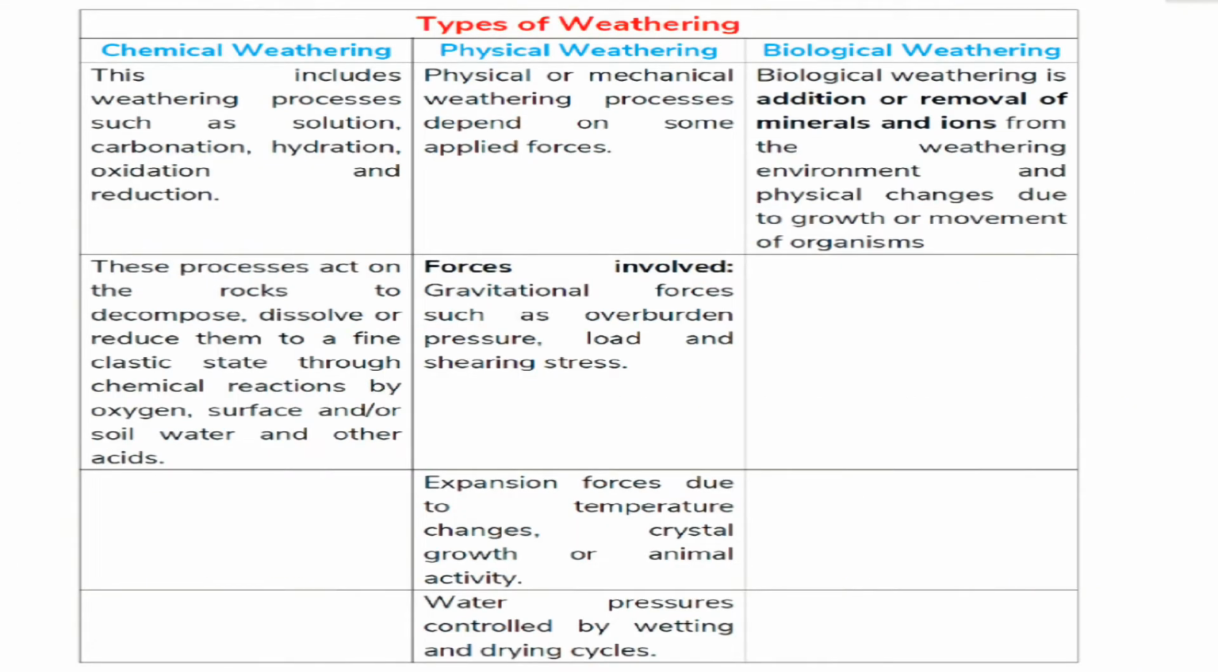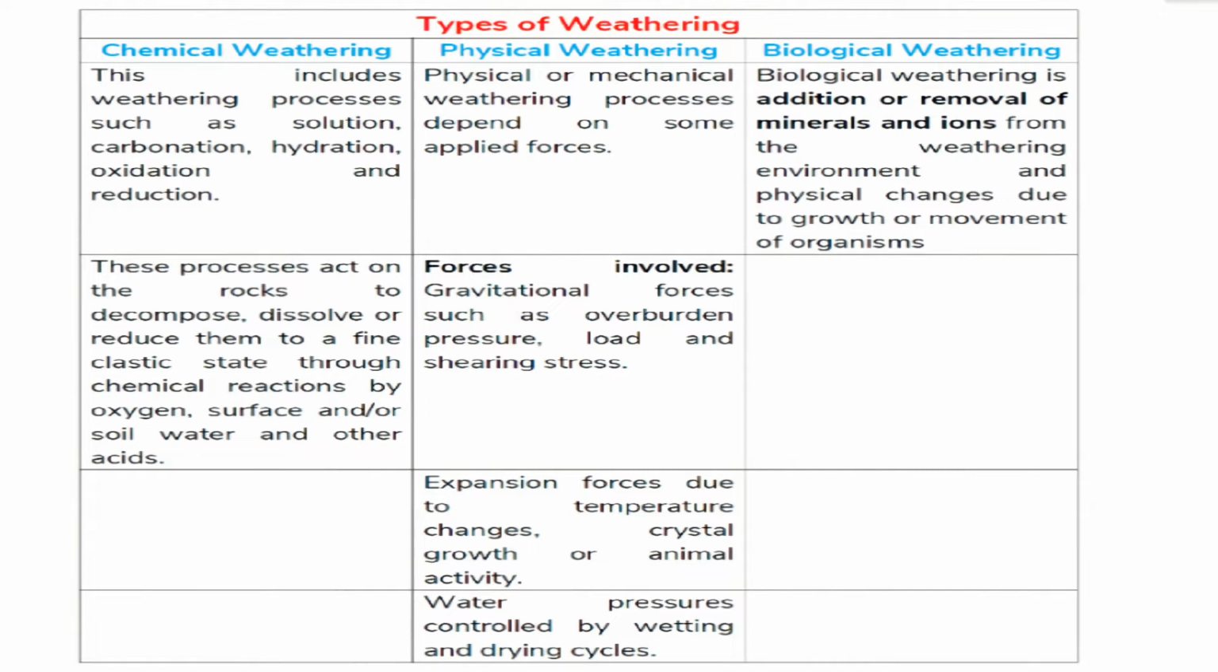Types of weathering. Chemical weathering. This includes weathering processes such as solution, carbonation, hydration, oxidation and reduction. These processes act on the rocks to decompose, dissolve or reduce them to a fine clastic state through chemical reactions by oxygen, surface and soil water and other acids.